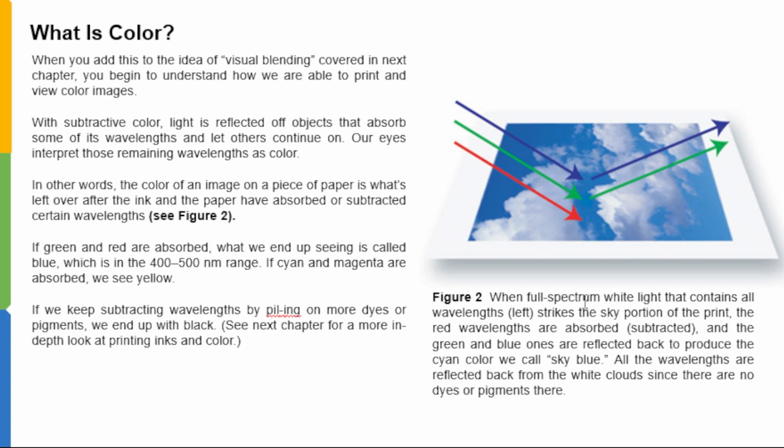Please see figure 2. When full spectrum white light that contains all wavelengths strikes the sky portion of the print, the red wavelengths are absorbed, and the green and blue ones are reflected back to the viewer. The cyan color we call sky blue. All the wavelengths are reflected back on the white cloud since there are no dyes or pigments there.